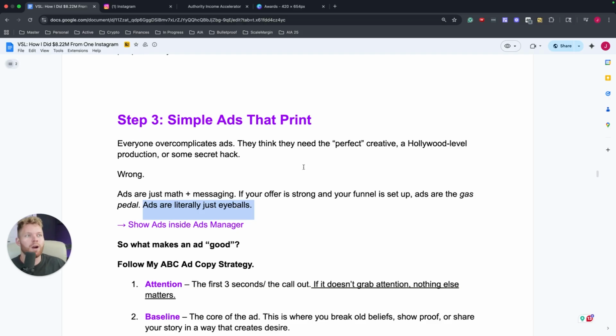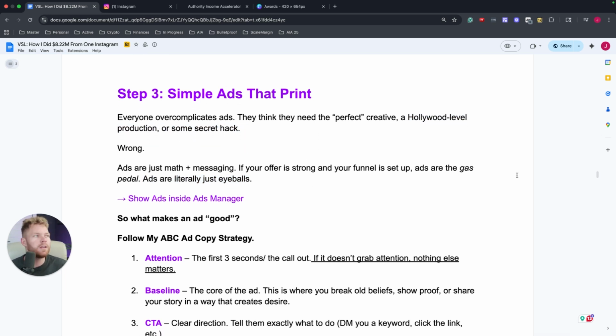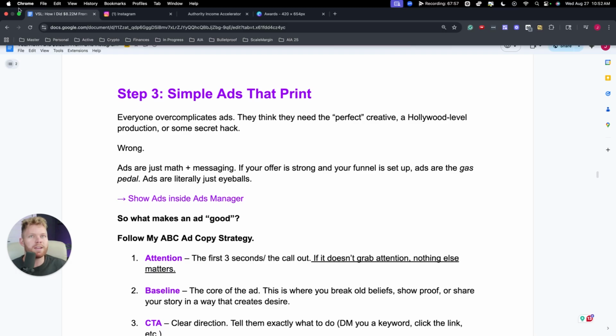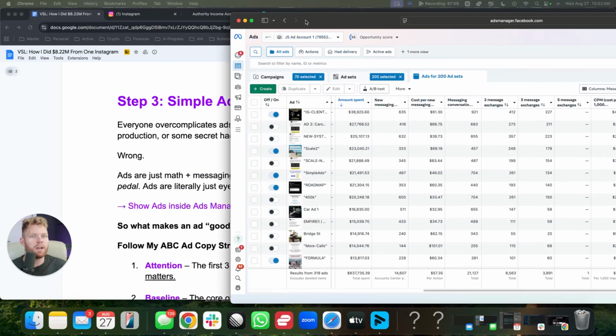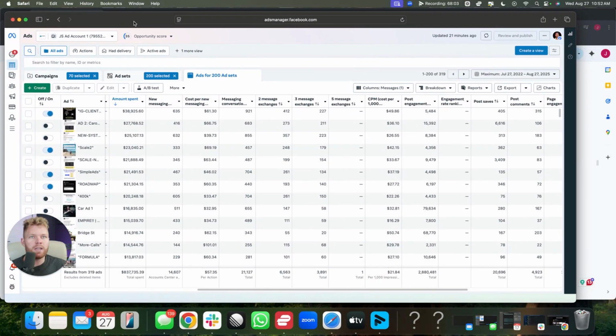You don't have to do Hollywood level production stuff, but you actually have to take time to create ads that are meaningful and strategic, which I'll cover in here on how we do that in a second. But I want to also show you just inside my ads manager what I'm talking about. So here is inside one of my ads managers.